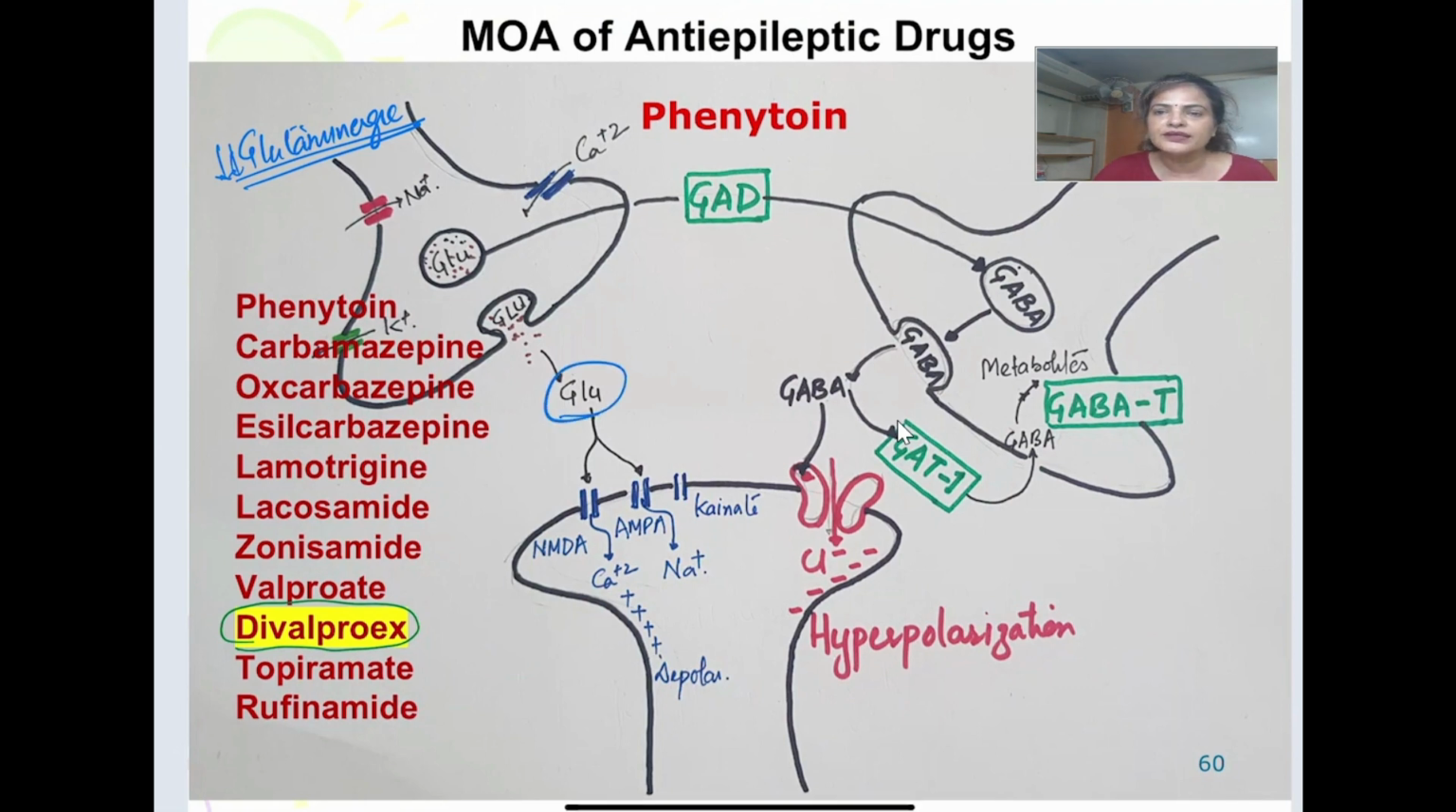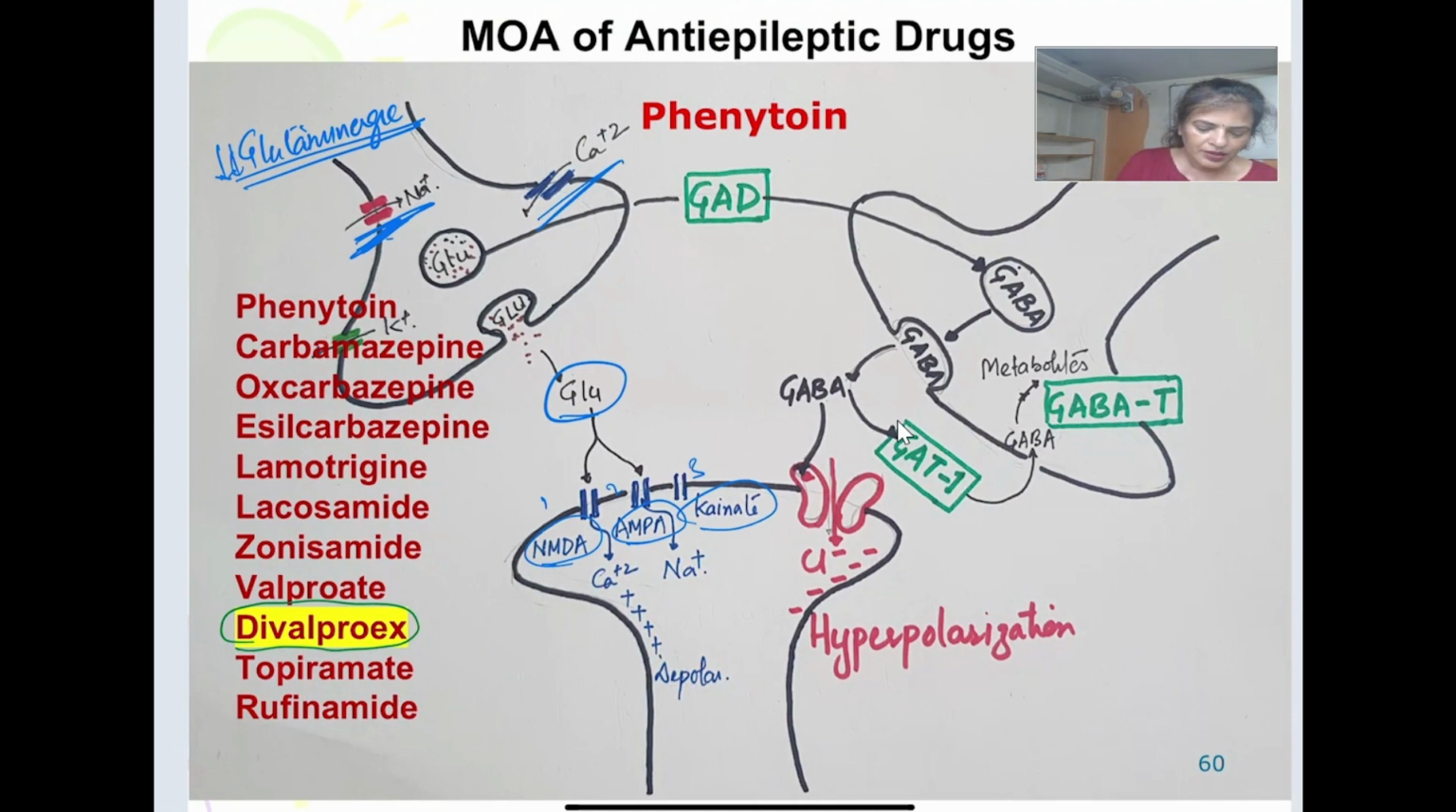And how can we decrease the release of glutamate? By blocking this channel or modifying this channel, decreasing the release. And then by blocking these receptors: once the glutamate is released, it is going to act on these types of receptors. So we can give the drug which can act by blocking these receptors.